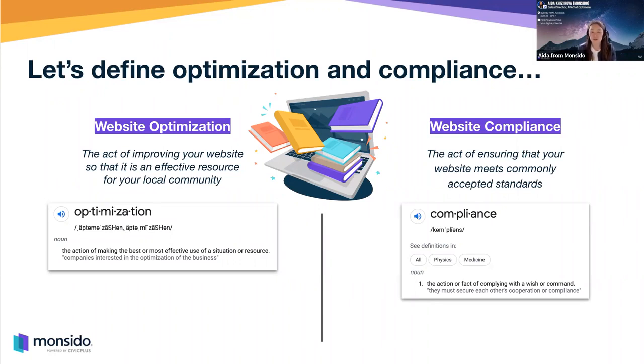So website optimization is really about improving your website that is effective for your visitors. Local communities, specifically for government agencies or local and federal agencies, including councils. It's really for you to identify any of these challenges for your visitors that have a hard time navigating and finding the information that they really need. On the other hand, we have website compliance. This is to make sure that your website meets accepted standards. And this could be anything ranging from the accessibility standards.